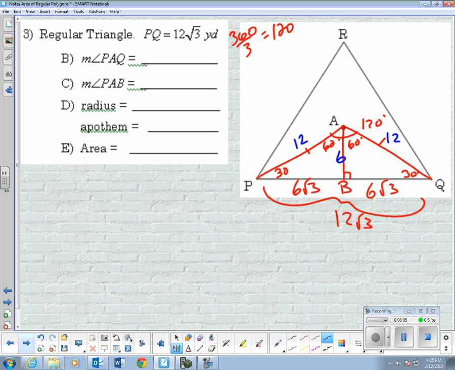Okay, so remember we had a 120-degree angle here. This was a 60-degree angle. Our radius is 12. Our apothem is 6.